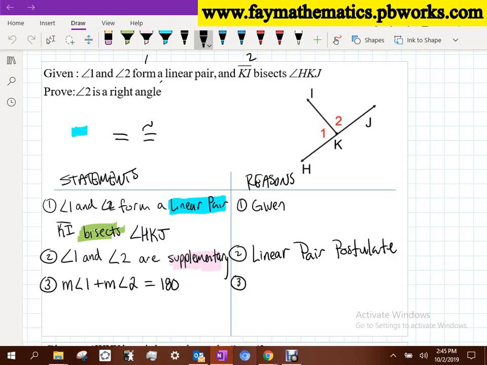That introduced a new vocabulary word. That introduced supplementary, right? So every single time on the left-hand side that I introduce a vocabulary word, because of some other argument, some other reason, I have to identify what that vocabulary word tells me. So we introduce supplementary, so then we have to tell what supplementary means. But we're going to be specific to our problem. We know 1 and 2 are supplementary, so we're going to write that measure of angle 1 plus measure of angle 2 equals 180. Does that make sense?